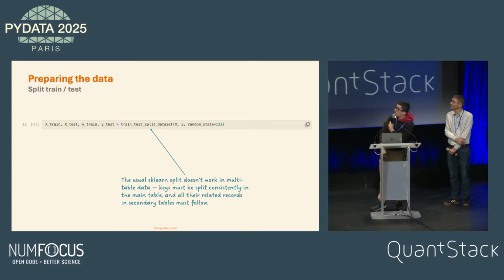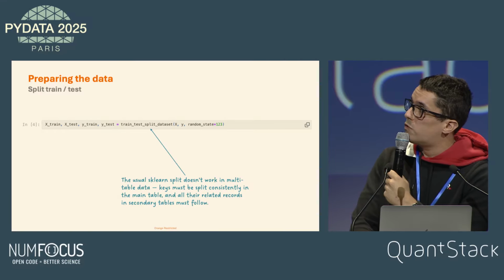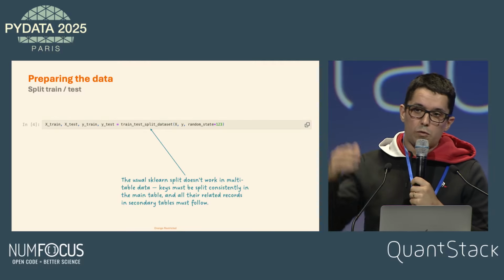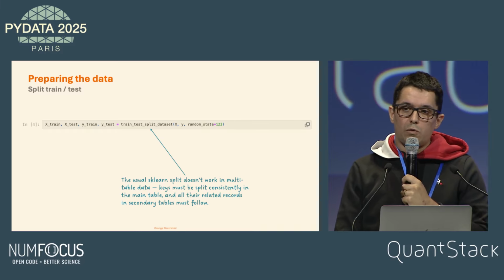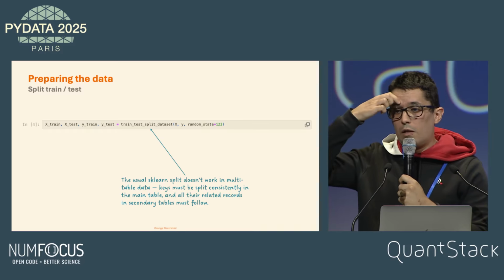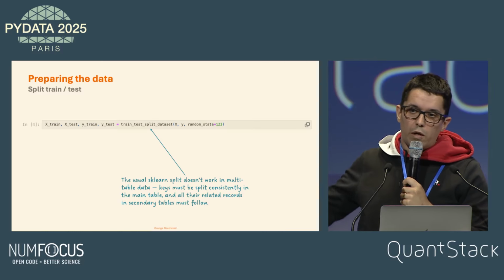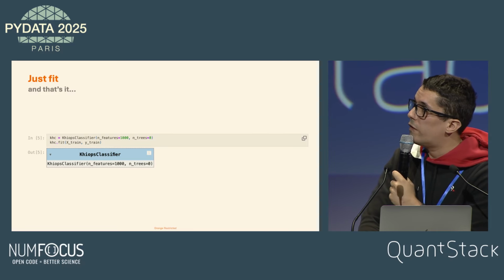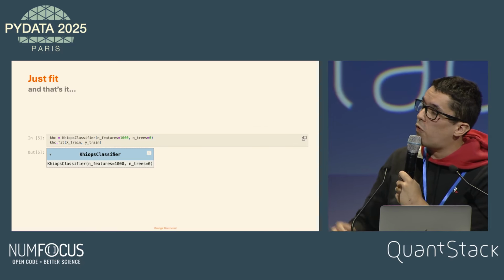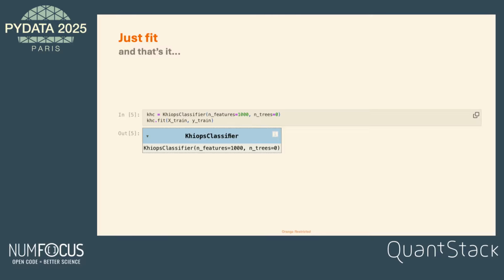After, just a word about the split. The split is a dedicated method we have with KIOPS because it's multi-table. So when you split the customers, for instance, or the accidents, you need to be sure that the cases are split in the same way on the secondary tables. And after, you just have to fit, and that's it. You can set the number of features you want to generate. You can try with a billion if you want. It will just take time.